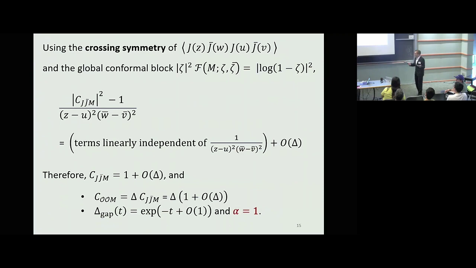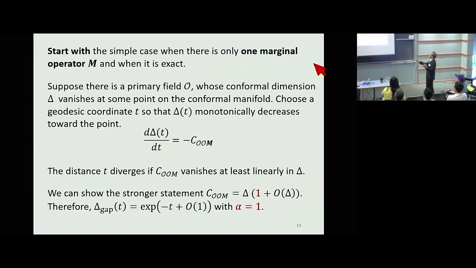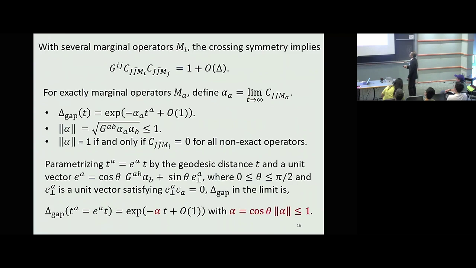Okay. So far I have considered the case where you have only one marginal operator and it is exactly marginal. But in general, the conformal field theory can contain several marginal operators, and some of them may not be exactly marginal. In that case, by a trivial extension of what I just did, we can show that this contraction of this three-point function with the homological metric goes to 1 in that limit. But some of these indices here, MI, may go in the direction of a not exactly marginal operator. So let's choose the direction where it is exactly marginal as MA. And let's take the limit of the three-point function as alpha A.